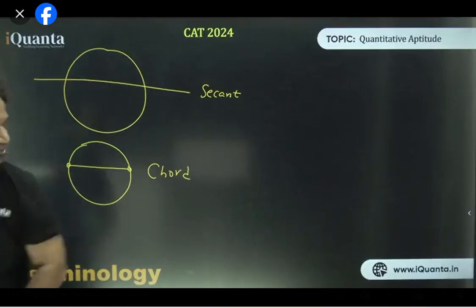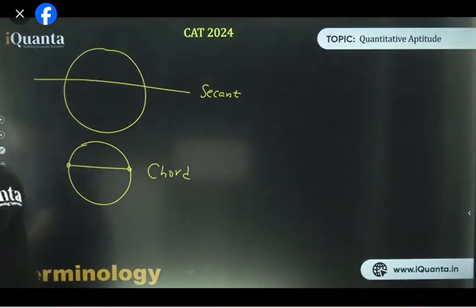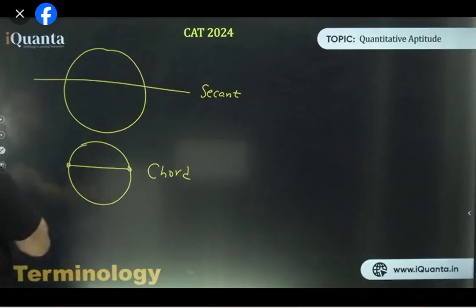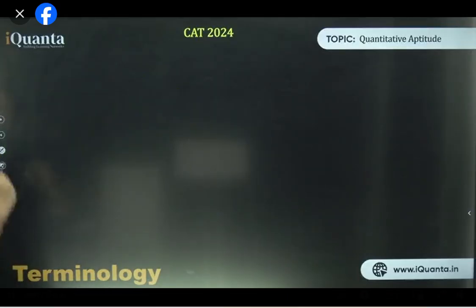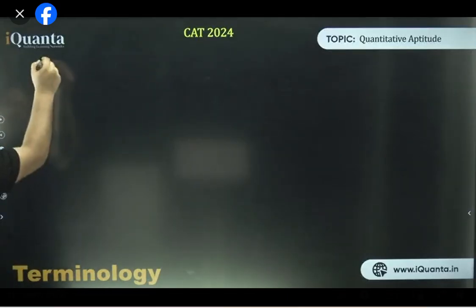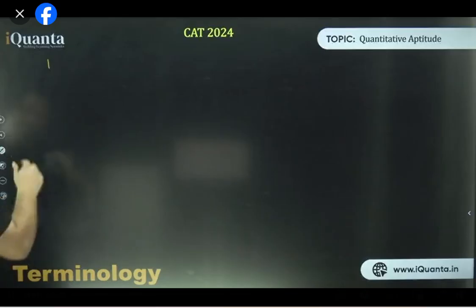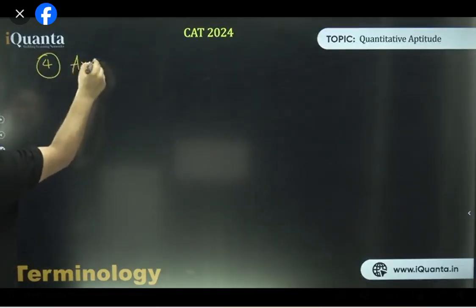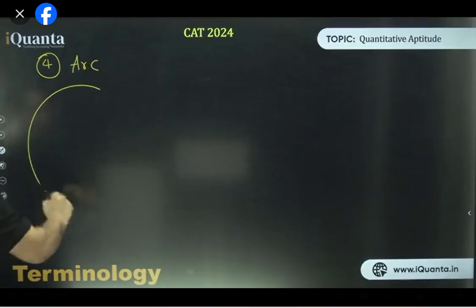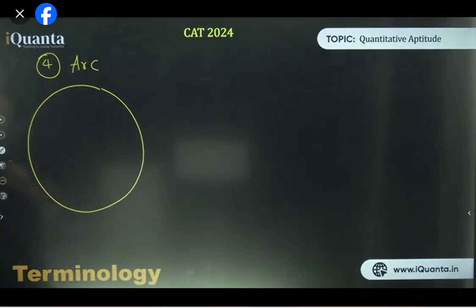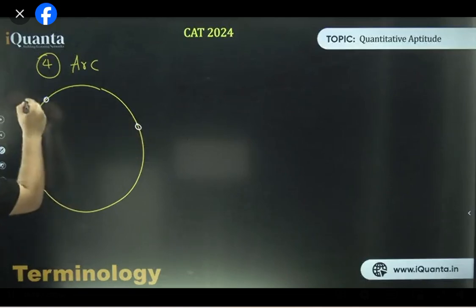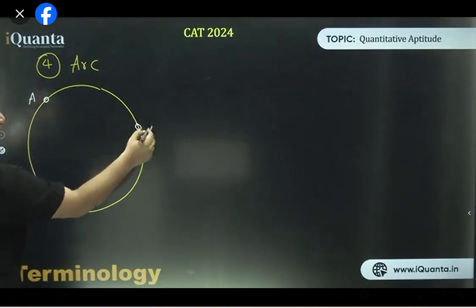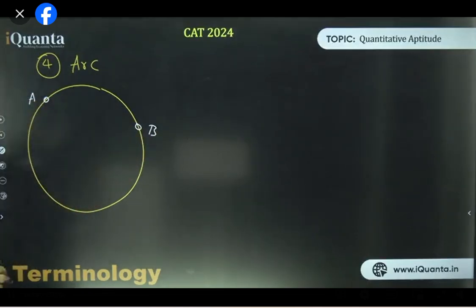Great. Secant and chord. All right. What else? Fourth, arc. What's an arc? So let's say I draw a circle like this, and there are two points, A and B.